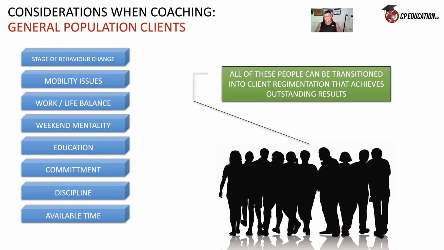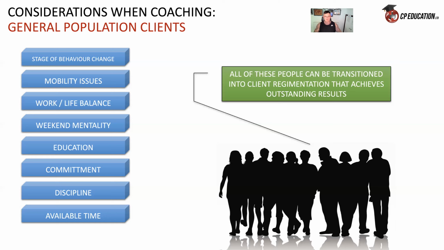There's absolutely nothing basic about basics. If you want to get results with these people, you have to go in basic, you have to go in practical, and you have to transition them into regimentation. If you throw them into the hard stuff too soon, it'll be a fight or flight response, more than likely, and they'll just drop off and you've not got client retention.